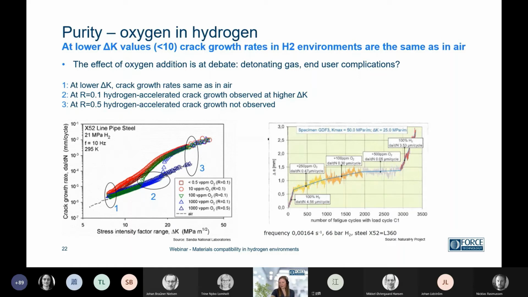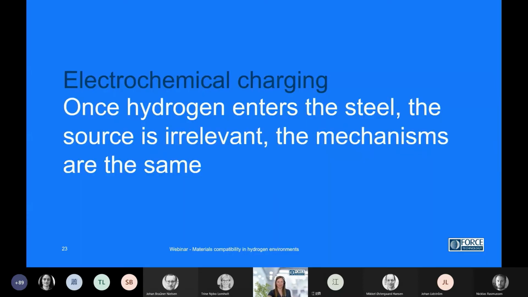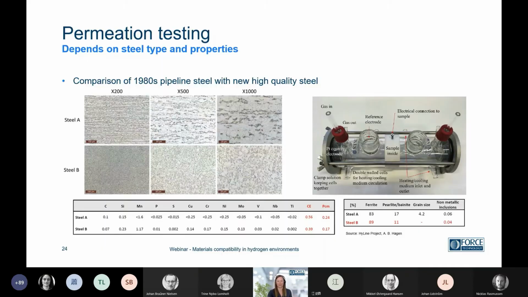We also have requests on humidity levels and the effect of humidity, especially our metrology department works with that. That is also a focus area for us to consider. And speaking of water, we have electrochemical charging, because once hydrogen enters the steel, the source of hydrogen really doesn't matter because the fracture mechanisms are the same. We've worked a lot with this.